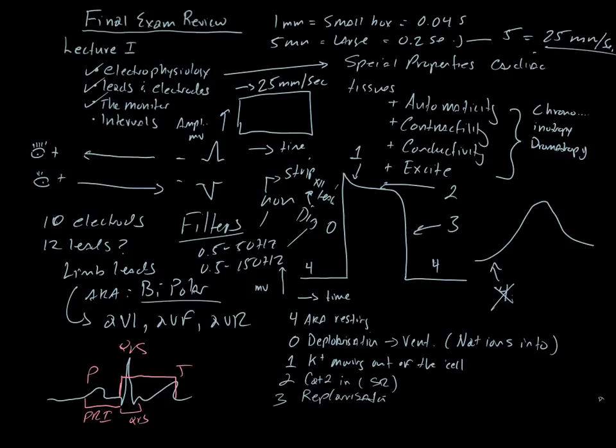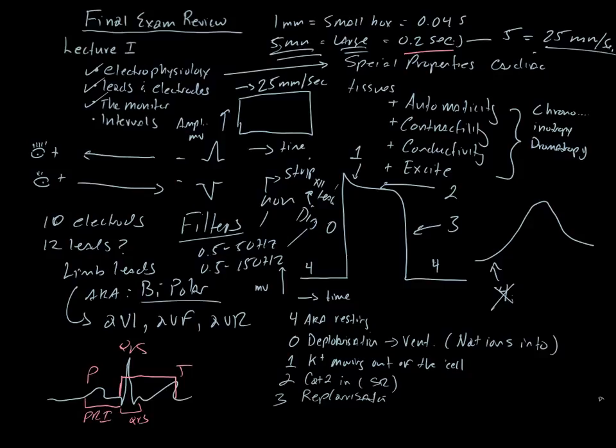Real quick, on your time frames, 5 millimeters is 0.2 seconds. Did I say something different? It says 5 millimeters, 0.2 seconds. Is it just me or does that look like a 5? It's supposed to be seconds. I'm getting all mixed up here. Okay, right, so 5 millimeters, large box, 0.2 seconds. We're good, okay, cool.